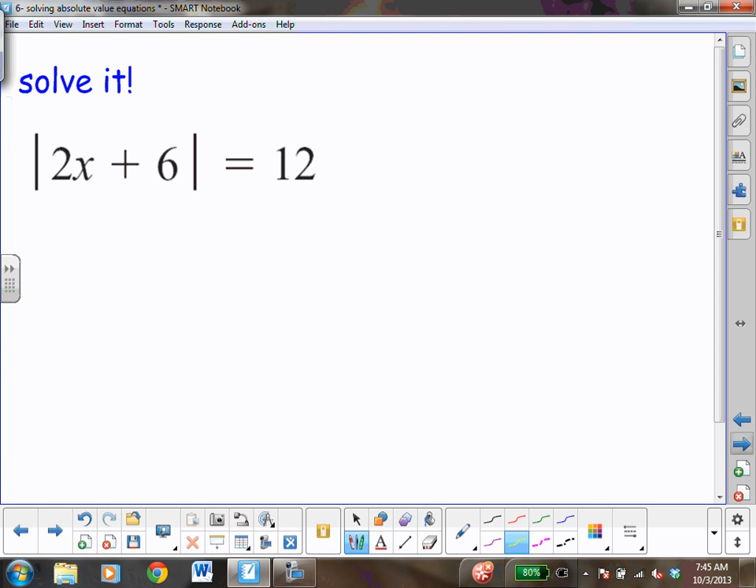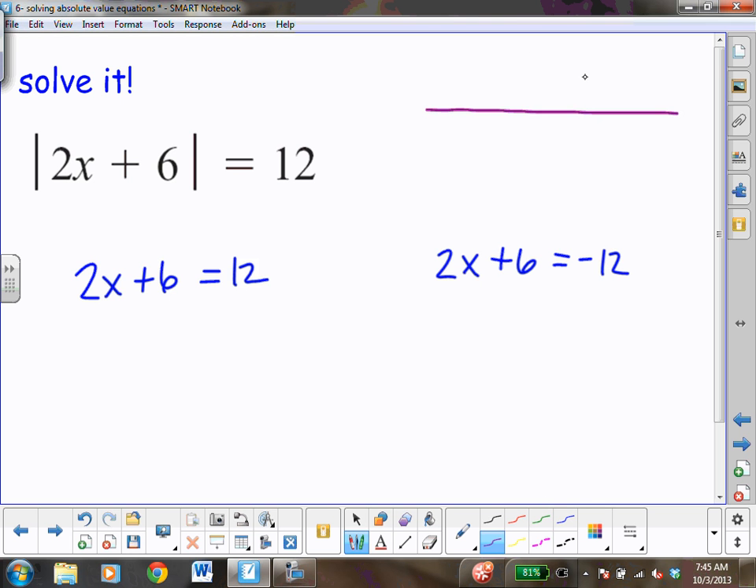So let's work on solving. The absolute value of 2x plus 6 can equal 12. But the absolute value of 2x plus 6 could also equal negative 12, because whatever number we get in here, we'll take the absolute value of and make it positive. So for absolute values, we'll often have two solutions.